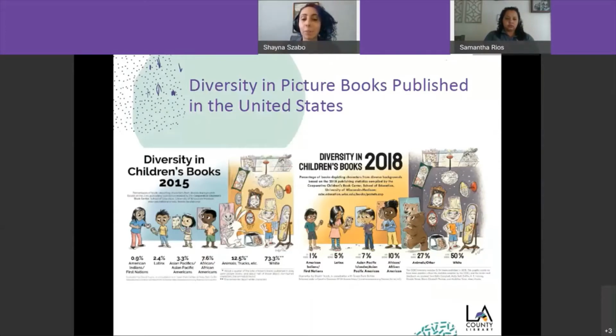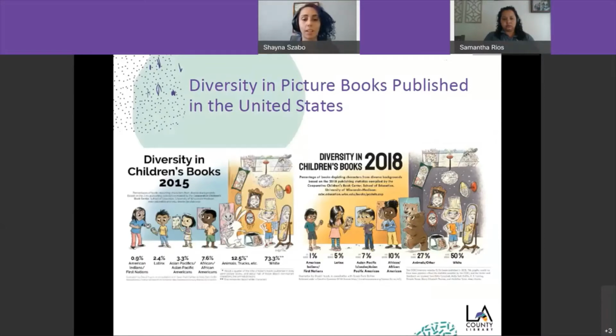So we have 73.3% white, 12.5% animals, trucks, monsters, etc., 7.6% African American, and then it gets smaller from there. So looking at the numbers we saw in the slide before, these picture books coming out do not represent the United States as a whole. What it means for us is there are just far fewer books with people of color being produced, which makes it harder to get them into your classroom, and it makes people feel invalidated if they don't see themselves.